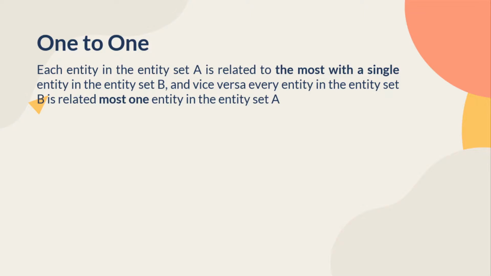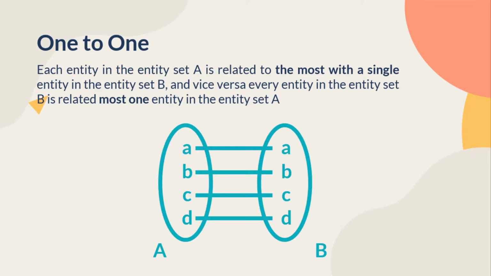The first is one-to-one relationship. In this relationship, each entity in the entity set A is related at most with a single entity in the entity set B, and vice versa. Every entity in the entity set B is related at most to one entity in the entity set A. This picture shows you about one-to-one relationship. An example of one-to-one relationship is the relation between student entity and student card entity. Each student only has one student card, and one student card is only owned by one student.